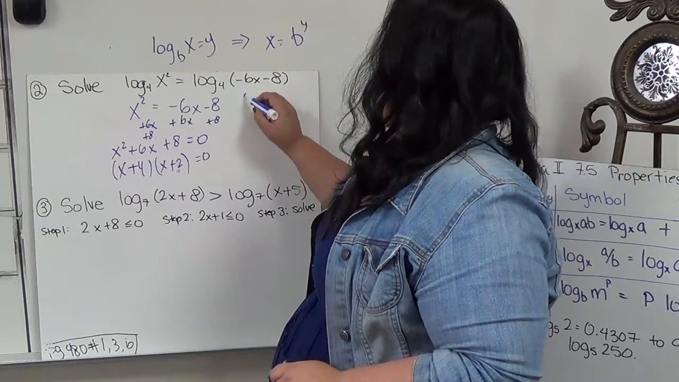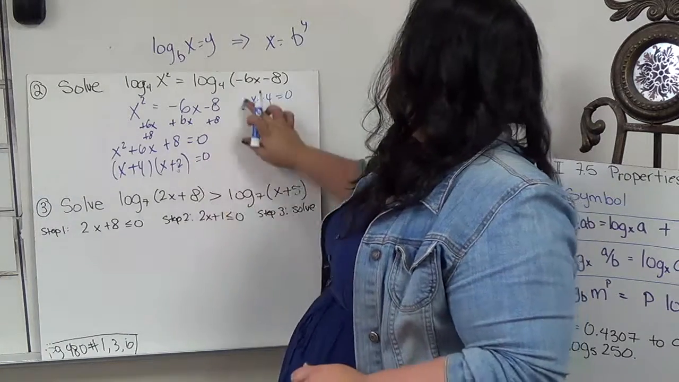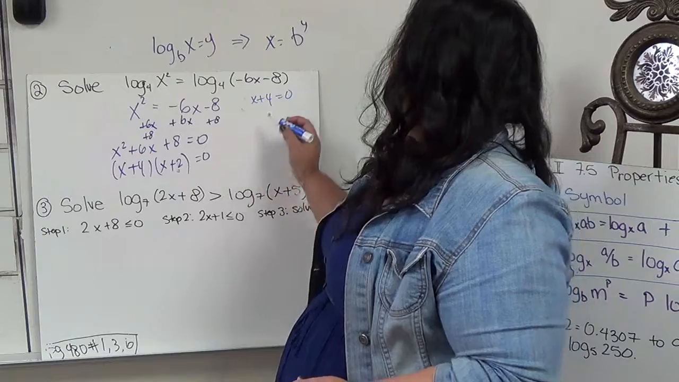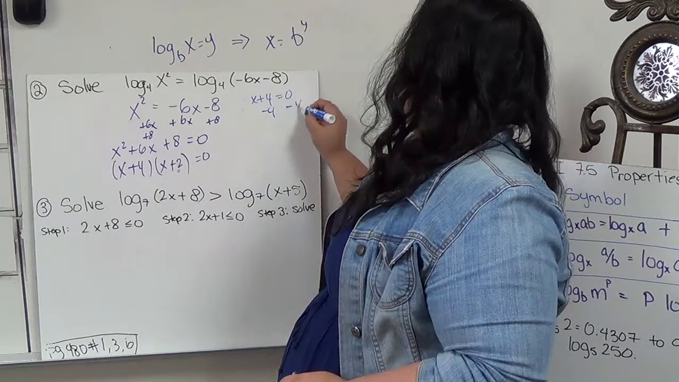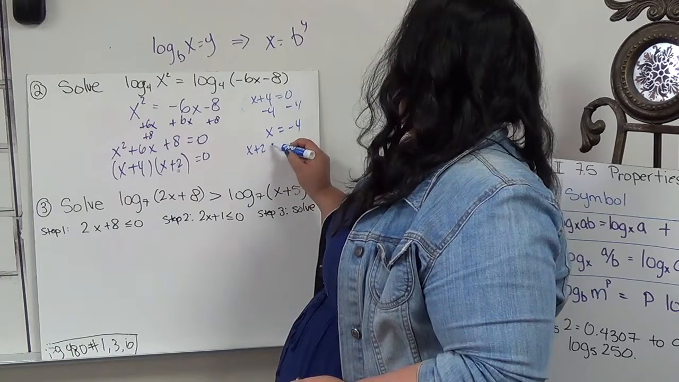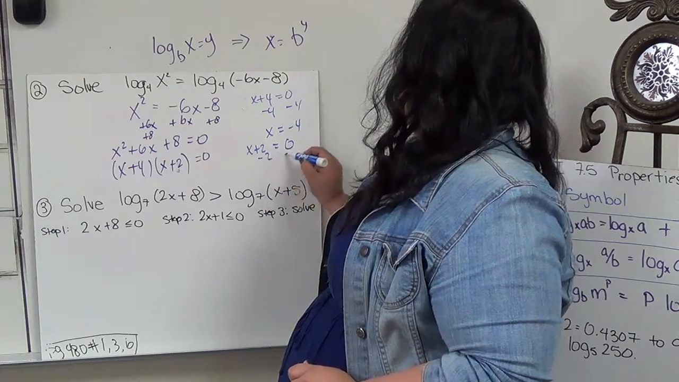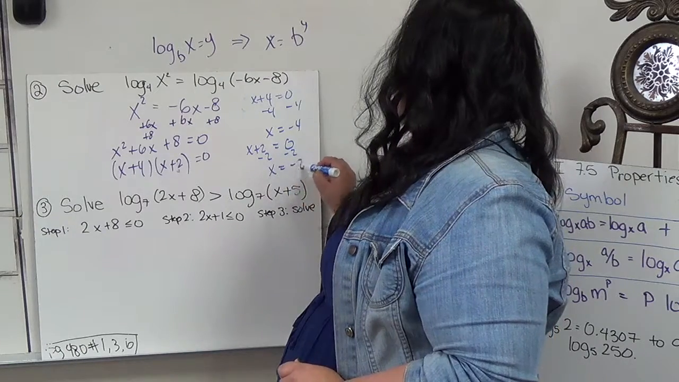So I have to do x plus 4 equals 0, because if this equals 0, the whole thing equals 0, and if this equals 0, the whole thing equals 0. So minus 4, my first x is negative 4, and then x plus 2 equals 0, minus 2, x equals negative 2.